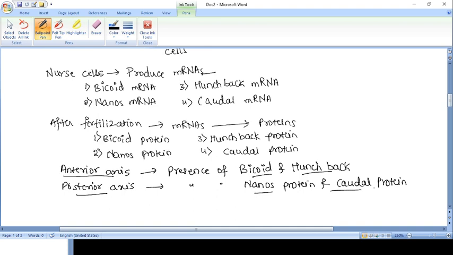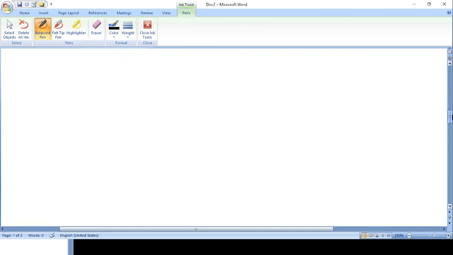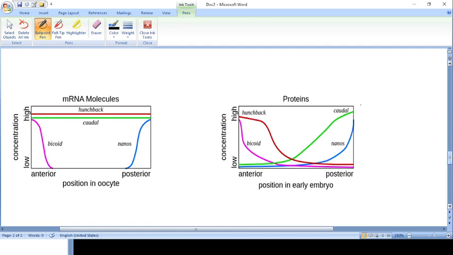Next, we'll see the concentration gradient in the oocyte. Here, concentration gradient in the oocyte.